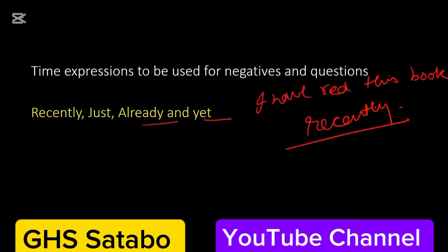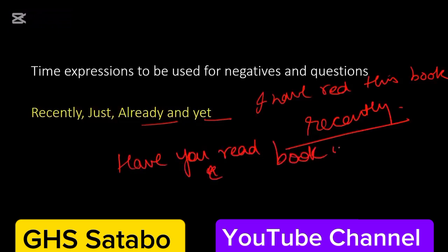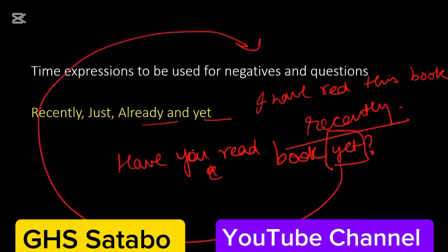So whenever you want to talk about something negative, or you want to ask a question, you can always use these expressions. You can frame a question and say, have you read the book? Have you read the book yet? Question mark. So now, by using a time expression, I can clearly say it's a question in present perfect tense.